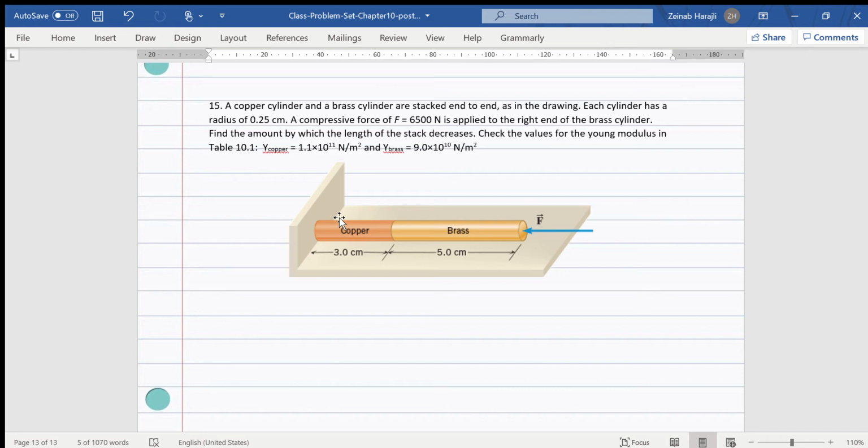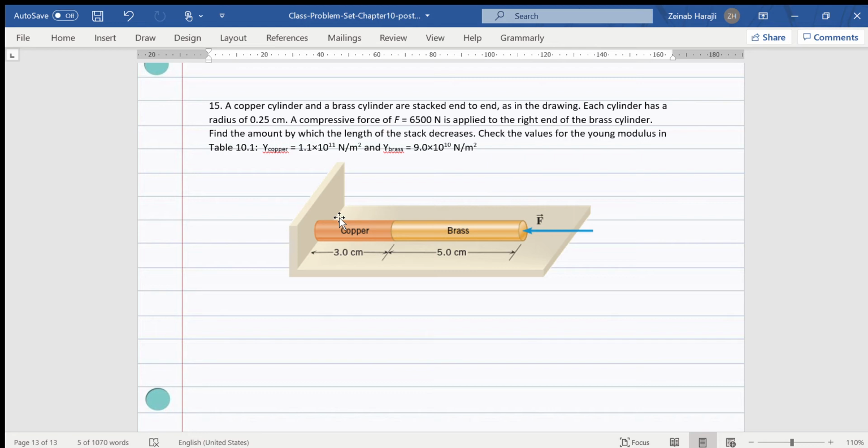Both have a radius of 0.25 centimeters. We exert a compressive force of magnitude 6,500 newtons. It's applied to the right end of the brass cylinder, and we want to find the amount by which the length of the stack decreases. We are given the values of the Young moduli for copper and for brass.